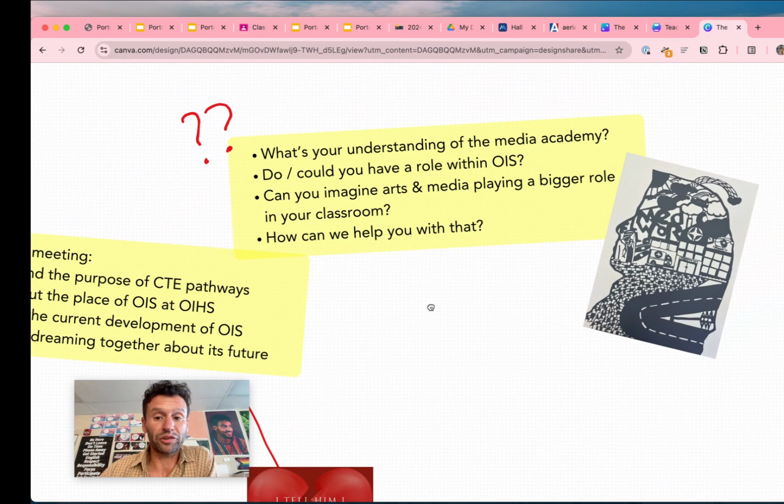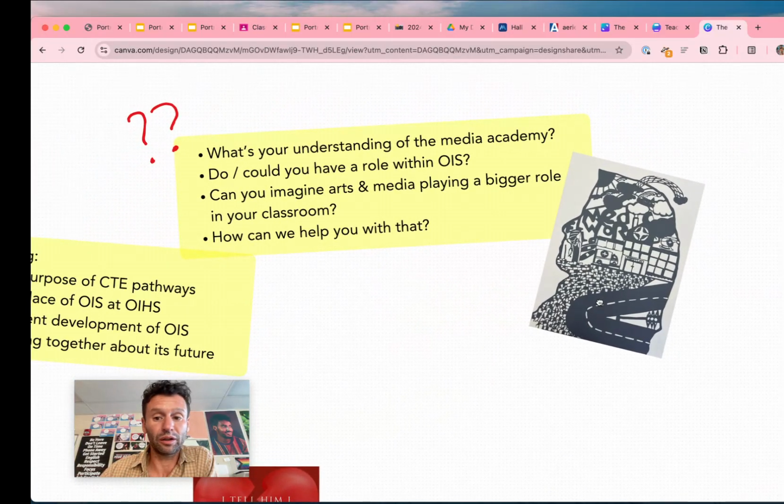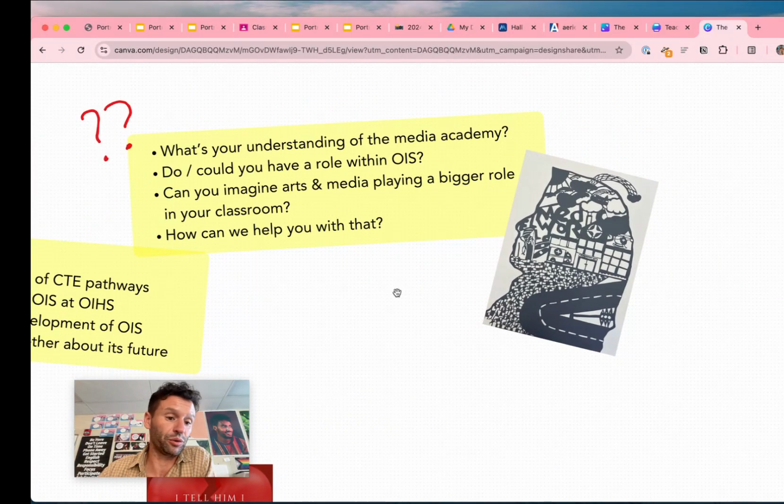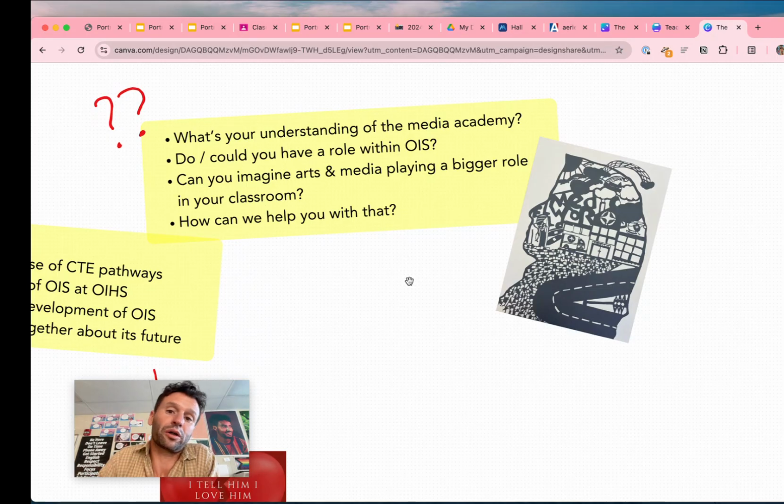Questions you might have, or I might ask you, are: what's your current understanding of the Media Academy? Do you have a role within it? Can you imagine arts and media playing a bigger role in your classroom? And can we help you with that?